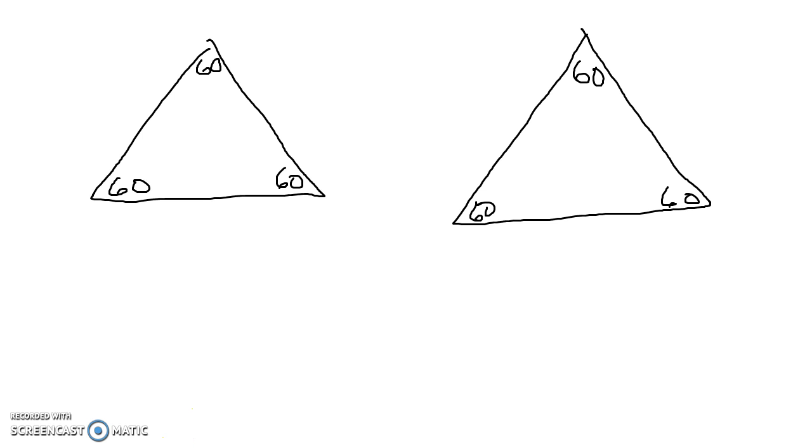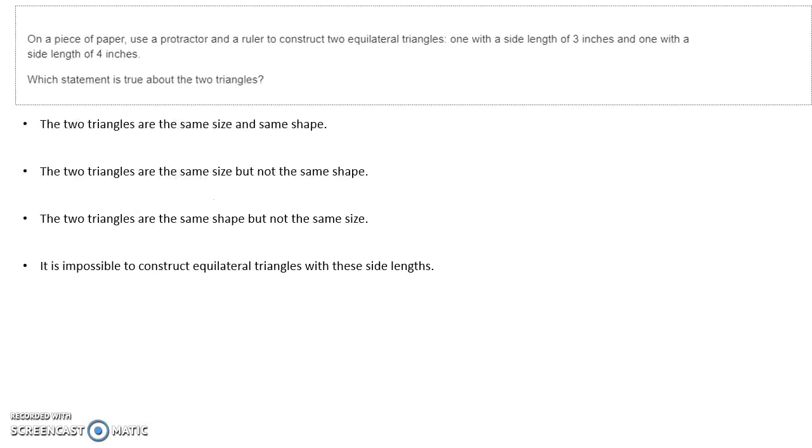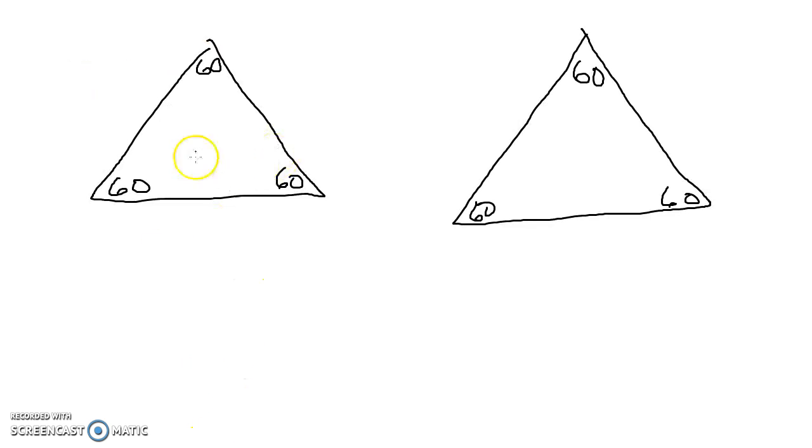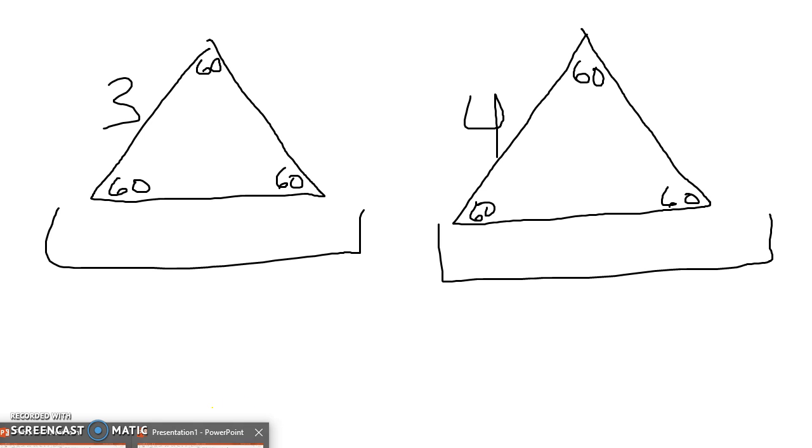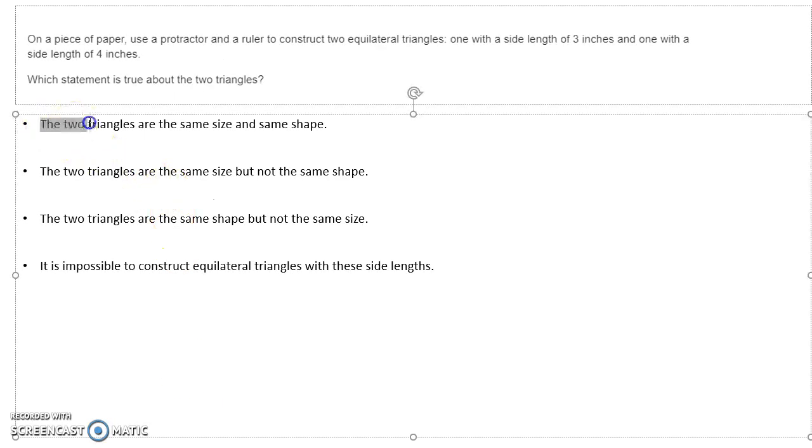And it says to make the side lengths 3 and 4. So let's do that. This one's 3, this one's 4. And it wants to know what's true about these triangles. Well, these triangles are different sizes. This one has sides of 3, this one has sides of 4. But the angles are all the same, so let's look for that answer. The triangles are the same size and shape. That's not true because they're not the same size.